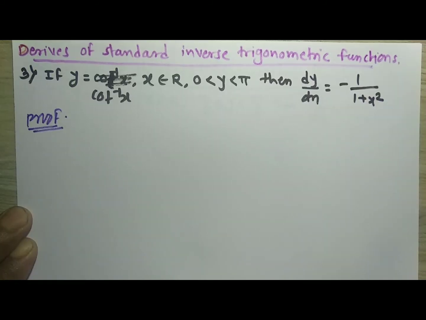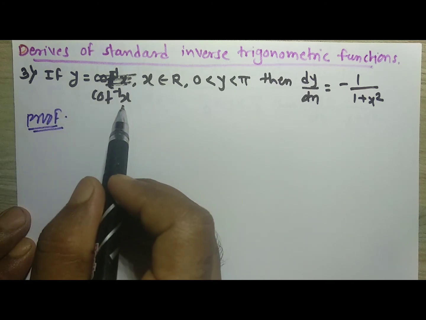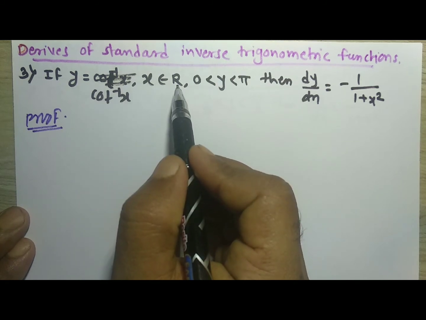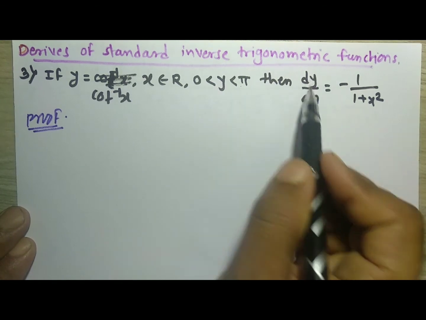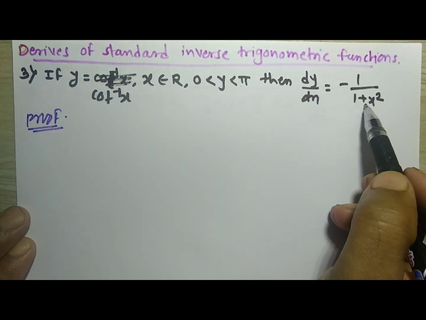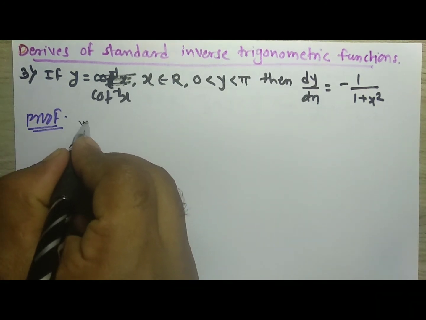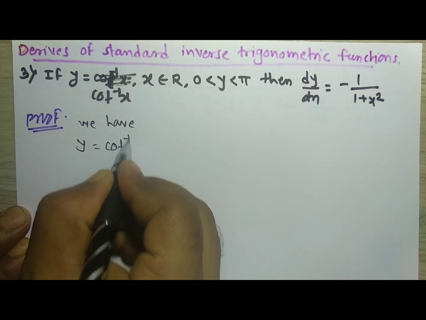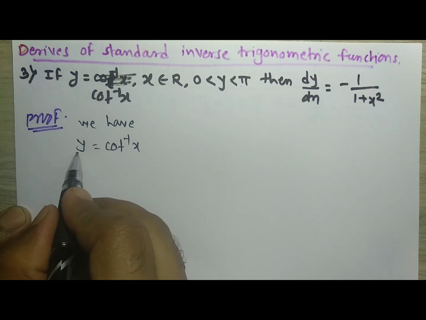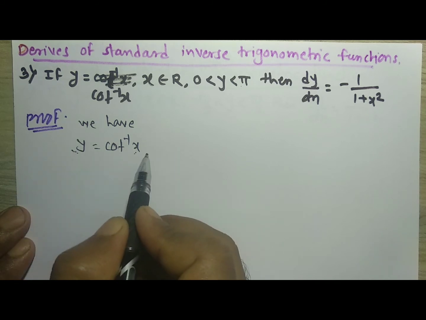Right, now we are moving to the next standard inverse trigonometric function, y is equal to cot inverse x, where x belongs to R, the set of real numbers, and y is in between 0 and pi. Then dy by dx is equal to minus 1 divided by 1 plus x square. Now we have y is equal to cot inverse x. That means y is a dependent variable and x is an independent variable. That means y is a function of x. Therefore, we want the derivative of y with respect to x.